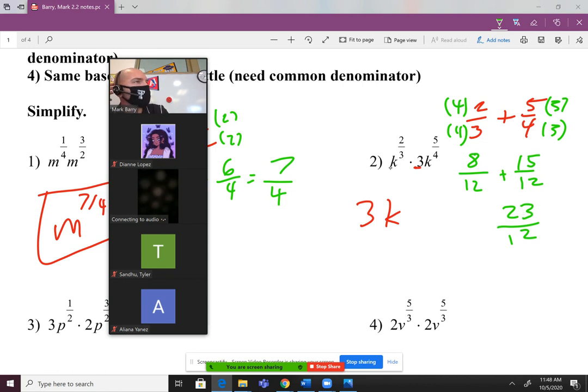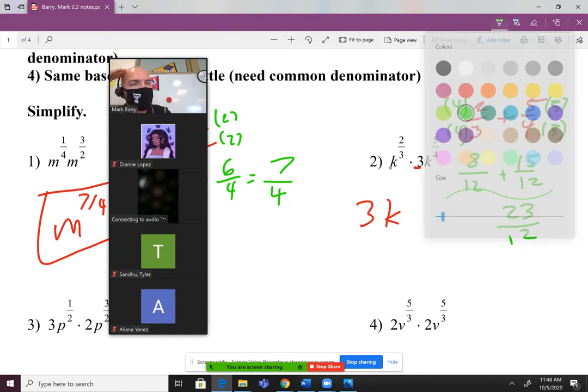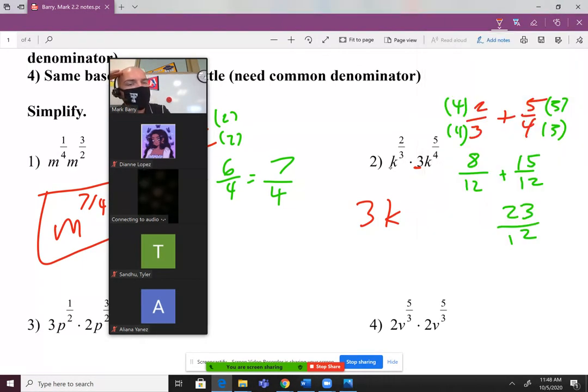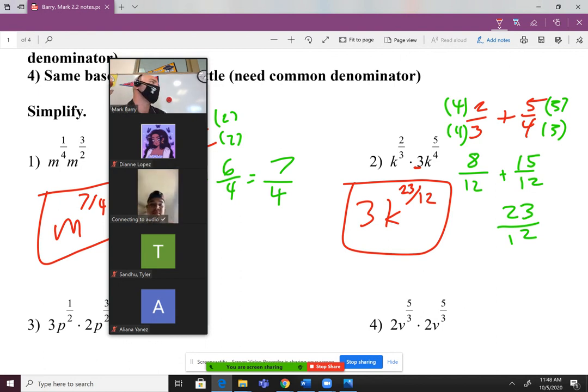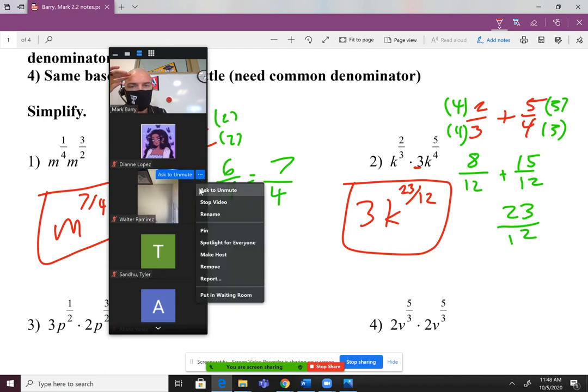Can we reduce 23 over 12? No. 23, can't divide by anything. So I'm not going to be able to reduce that, okay? So then my answer is going to be 3 times k to the power of 23 over 12. So the hard part is adding those fractions together, but remember that's not your answer. That is just the exponent, okay? The exponent of your answer.